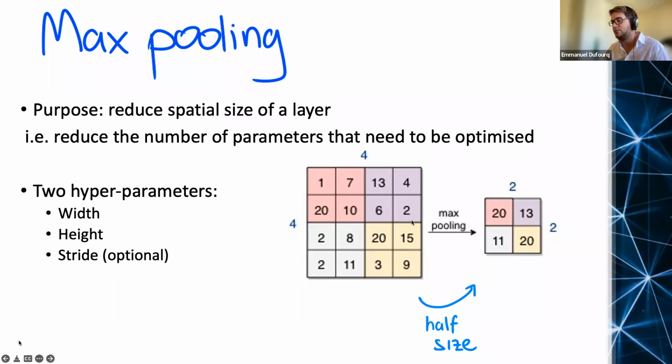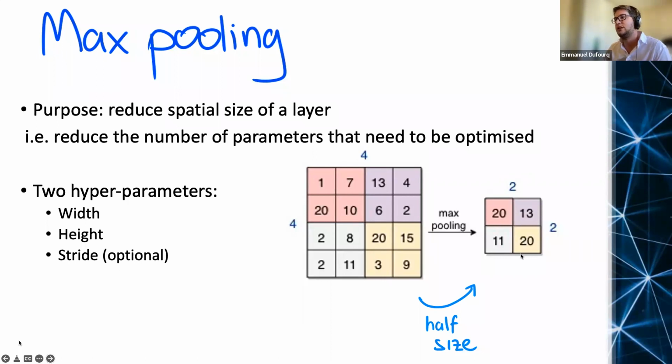Now I can't jump any more to the right, so I go downwards, and since my stride is 2, I take 2 steps downwards. And now I ask myself, what's the largest value? It's 11, so that's the value in the feature map. And then since my stride is 2, I jump 2 steps to the right. I ask myself, what's the largest value? It's 20, and that's the next value in the feature map.